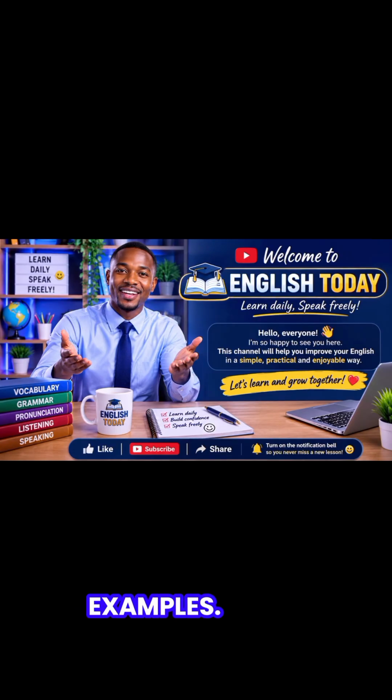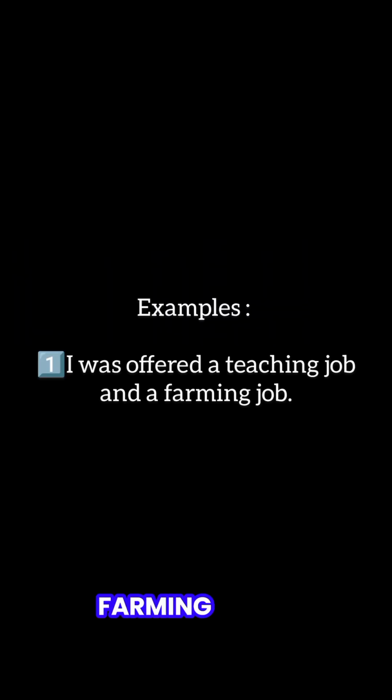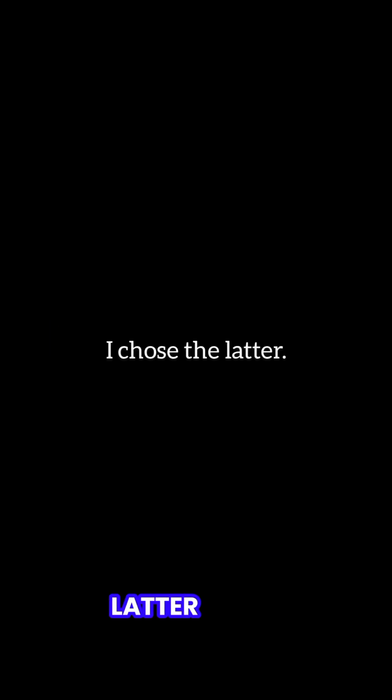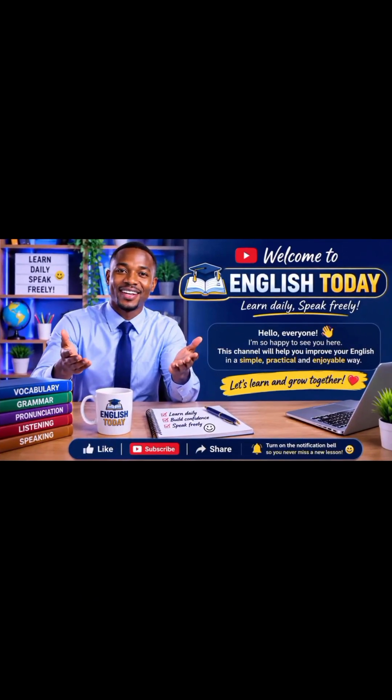Let's look at examples. I was offered a teaching job and a farming job. I chose the former. Here, former means the teaching job because it was mentioned first. Now look at this one. I was offered a teaching job and a farming job. I chose the latter. Here, latter means the farming job because it was mentioned second. That was the first example.